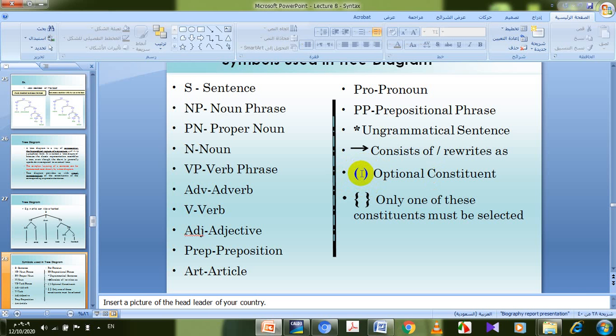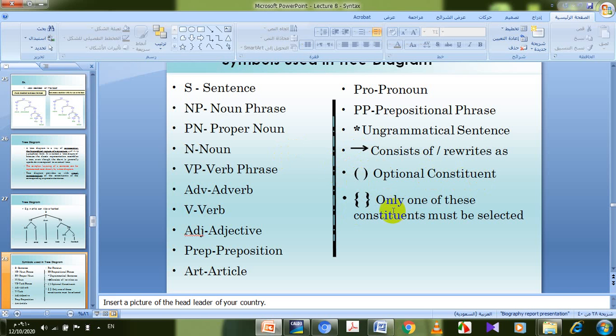You can use it, you can leave it. Like a prepositional phrase, you can say article, two brackets, adjective plus noun. A tree, you can say a big tree, and big is between brackets, so optional. What is between brackets is an optional constituent.